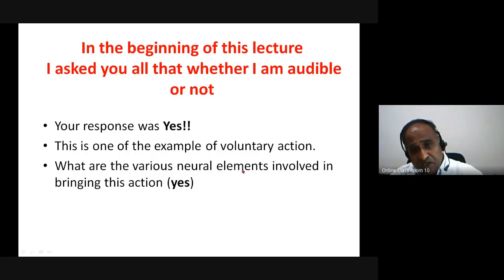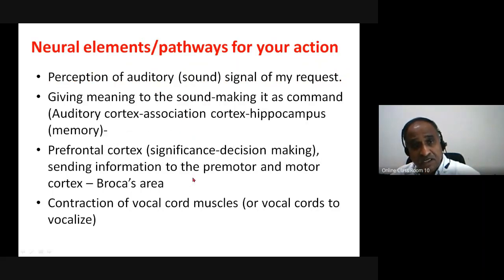What are the various neural elements involved in bringing about this action? Because this is a voluntary action. You pronounced yes, sir, so that means your vocal cords were acted upon. Start here. The first is perception of the auditory signal. What is the auditory signal? I asked the question, am I audible?